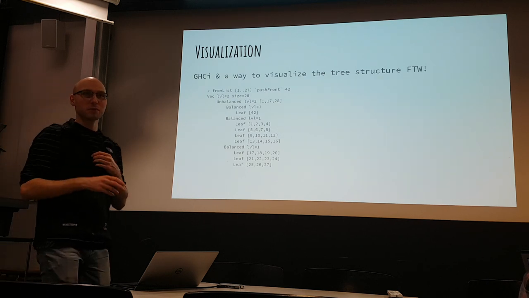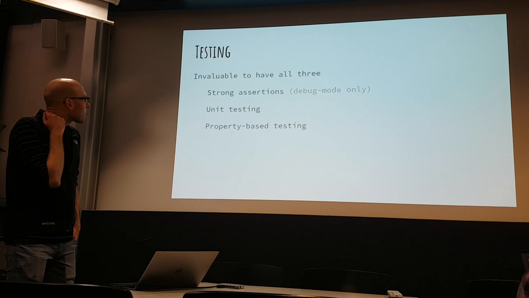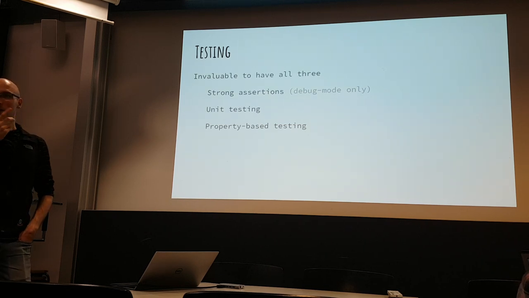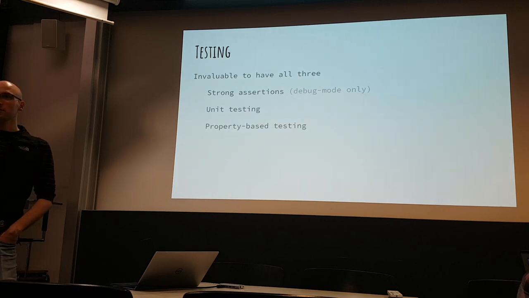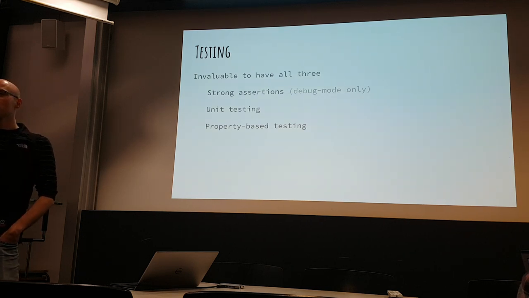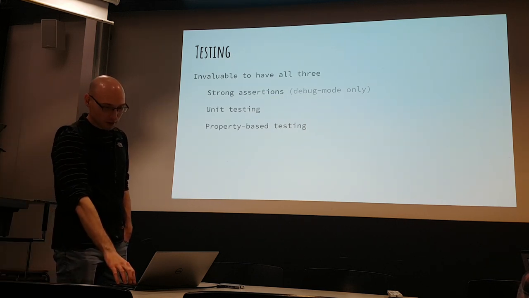So if you ever try to implement trees and stuff like that, I highly recommend having the ability to print the structure somehow. And on the testing, one of the final things is that I literally had bugs that would not be detected if I didn't have one of those. Whichever one you pick and remove, that would allow bugs to creep in. So property-based testing is great, but you really want to have strong assertions, and you really want to also be able to come up with some specific, really ugly examples yourself. I found all three are really important.